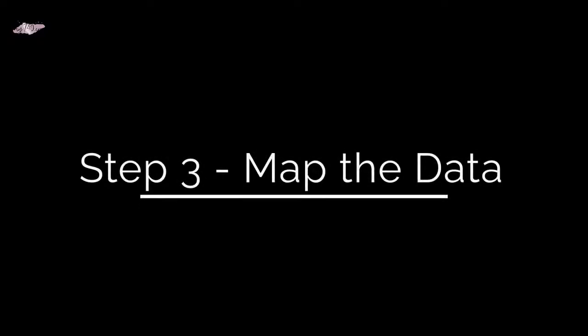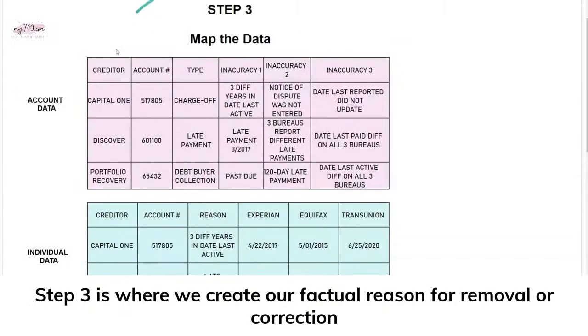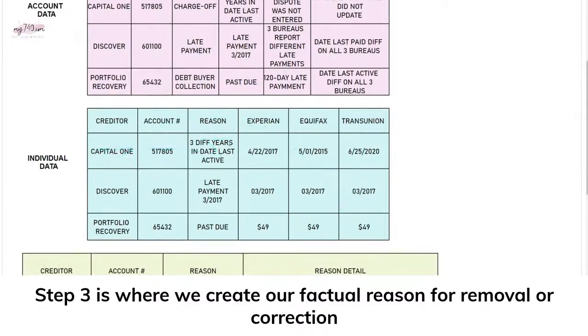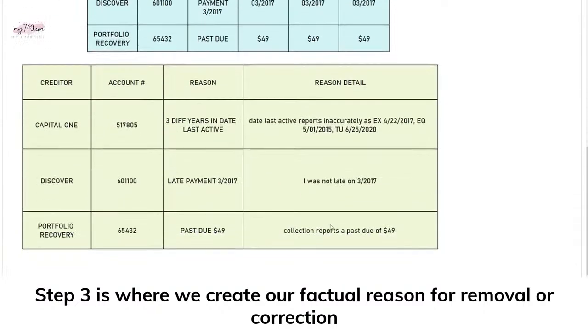Okay. So step number 3 is where we map the data. Using that same table, we're now going to expand it and write down for each bureau, if it applies, the specific date or balance or whatever. So for Capital One, we said 3 different years in the date last active. Experian is going to show 4/17, Equifax 5/15, and TransUnion 6/2020. Now for Discover, our late payment, unfortunately, it is the same on all 3 bureaus, but we can work with that. And Portfolio Recovery shows a past due of $49. And again, there should not be a past due on a collection. Okay, keep that in mind.